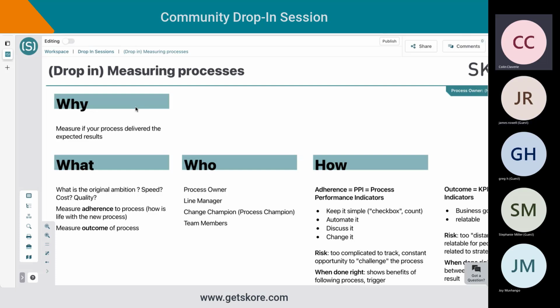When I talk about the adherence, it is how is life with the new process? You know, what is the behavior that we want to see that people are doing with the new process that they were not doing before?